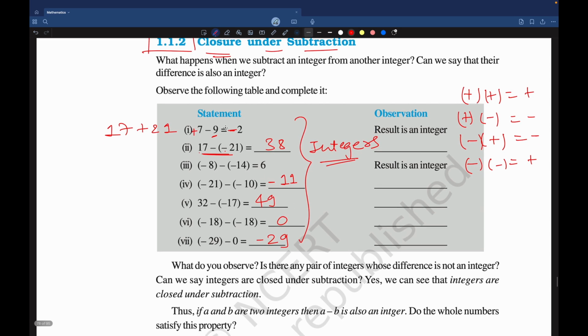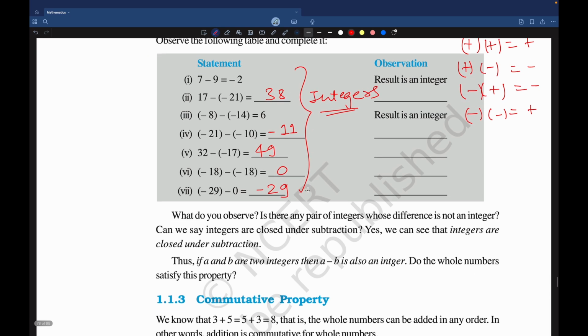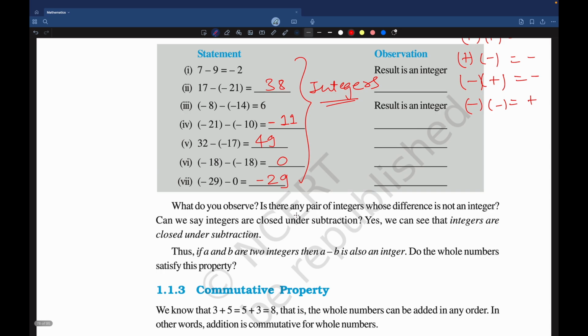We can see that all the answers are integers. That means there is no fraction, no rational number, nothing. All the answers are integers. So we can say that for any pair of integers, hence we can say that integers are closed under subtraction. That means for any two integers a and b, a minus b is also an integer.